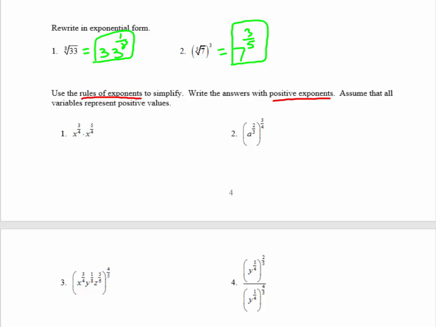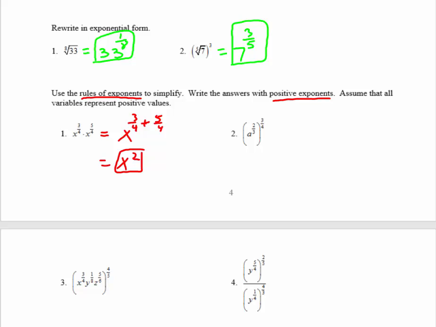So number 1, we have x to the 3/4 times x to the 5/4. When we're multiplying, what do we do to powers? We add them. So we have x to the 3/4 plus 5/4. We already have a common denominator, which gives us 8/4, and 8 divided by 4 is 2. So our answer is x squared.